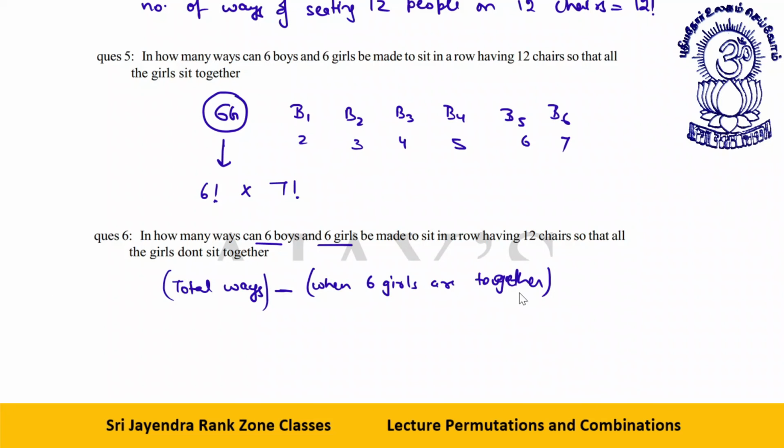6 girls not together. This will give me all girls not together. That is 12 factorial minus this 7 factorial into 6 factorial. This is your answer. Fine. Clear to all?